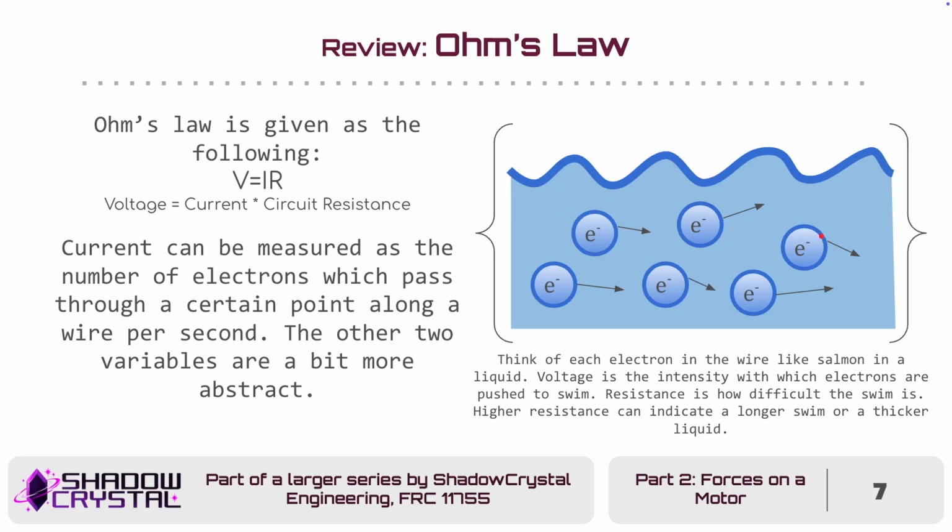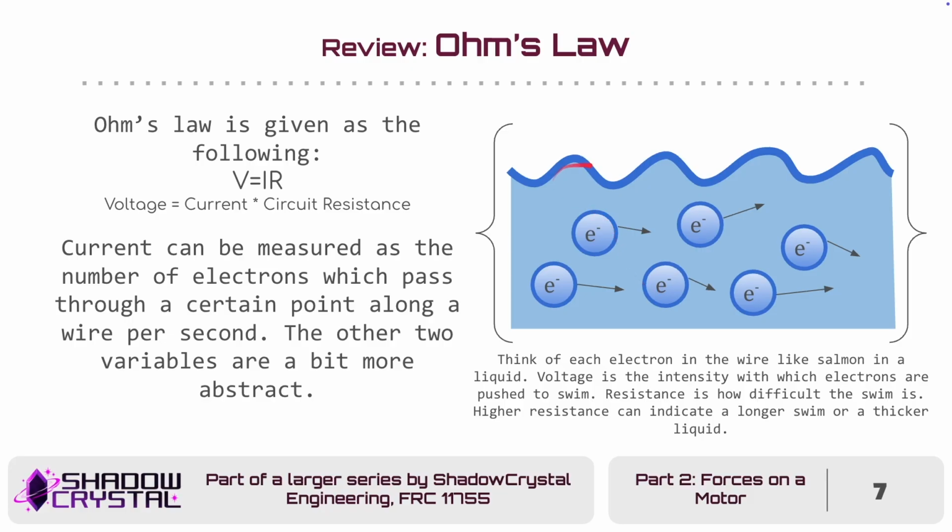Voltage can be thought of as the pressure with which these salmon are demanded to swim. So when voltage is higher, current is going to increase because the electrons will be moving faster and more of them will be passing one point in the river per second. Resistance can be thought of as how hard it is for the salmon to push through the river. So let's say that your material is more resistive to current. That means that these salmon are going to have to push harder to maintain the same amount of current. You're going to have a higher voltage.